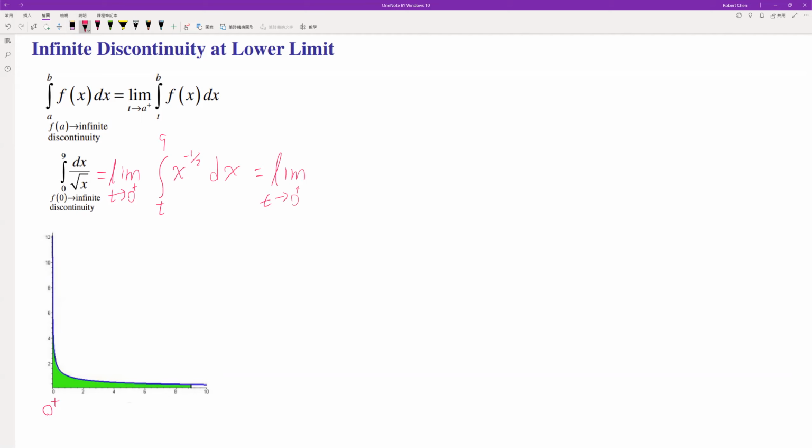You get 2x to the power of 1/2, right? And then 9 to t. So that gives us the limit of 2 times the square root of 9, which is 3, so 2 times 3 is 6, minus 2 times the square root of t. All right, so if we take the limit of t to 0 from the right-hand side, that's still going to 0, so that whole thing is 0, giving us the limit is 6, right? So there you go, that's it.